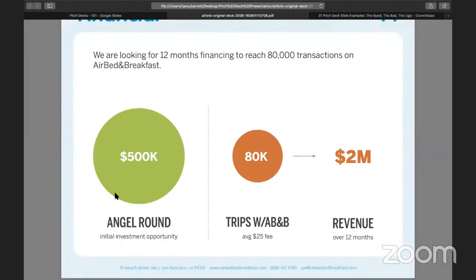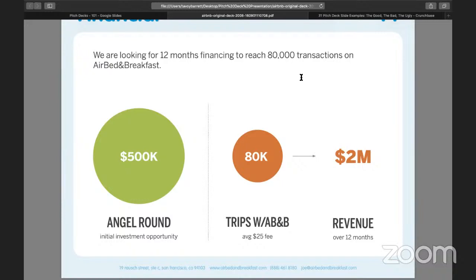So financial. So they are looking to raise $500,000. I'm realizing now that they didn't include what they'll be using it for. But in the heading here, it said, we are looking for 12 months financing to reach 80,000 transactions on Airbnb and breakfast.